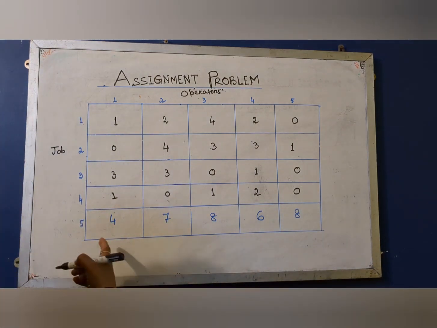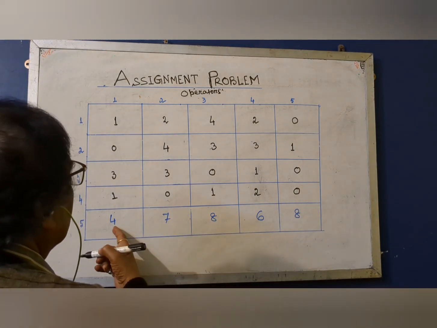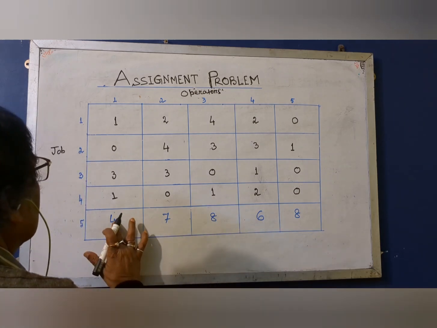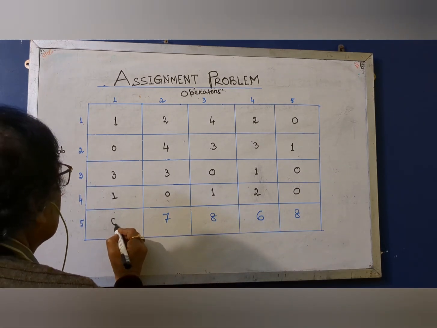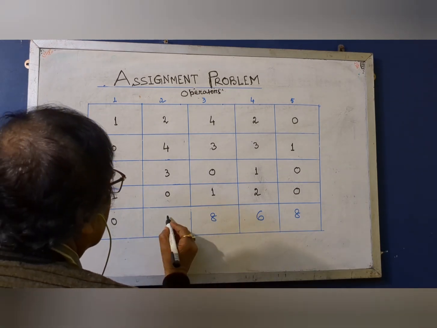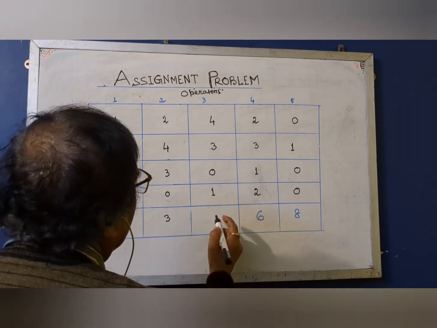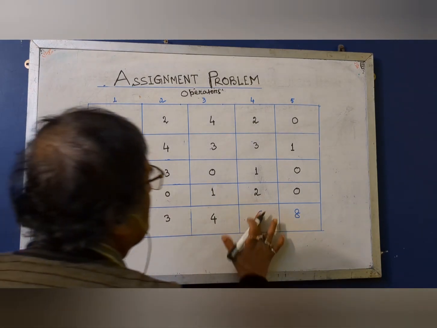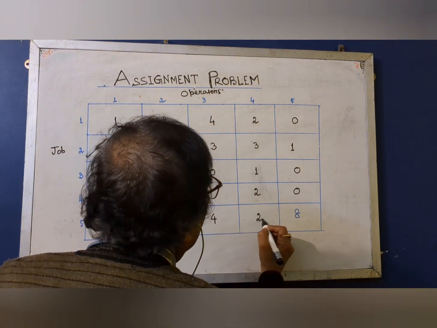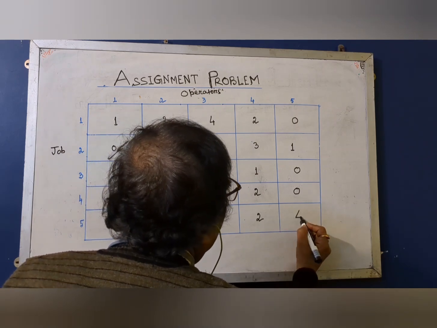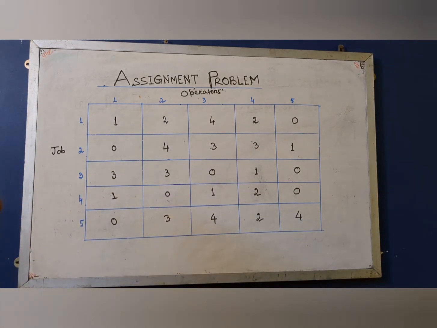For the last row, the lowest element is 4. That's why 4 is to be subtracted from all other elements. So 4 minus 4 is 0. 7 minus 4 is 3. And this is 4. This is 2. This is 2. And this is 4. The first step has been completed.